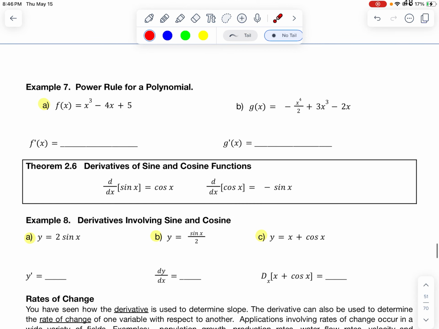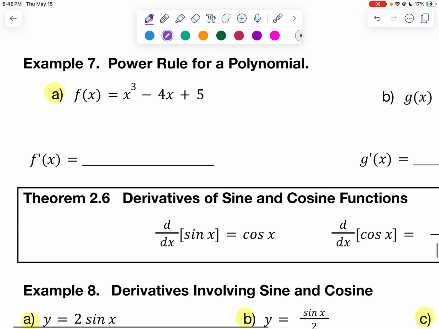All right, back to it. Example 7. It says power rule for a polynomial. So these are super easy peasy lemon squeezy, right? I just apply the power rule as many times as needed. So like for part A, I'm going to apply the power rule to my first term. I'm also going to do it to my second term, and then you're going to see that 5 is a constant. So what happens when I take the derivative of a constant? It just turns to 0.